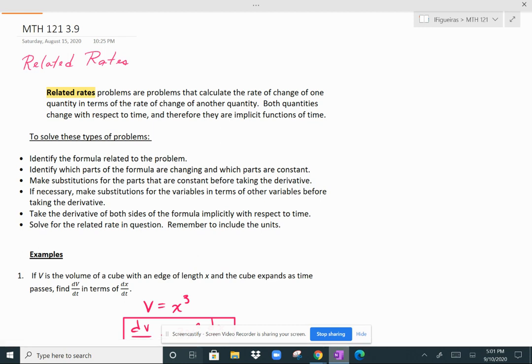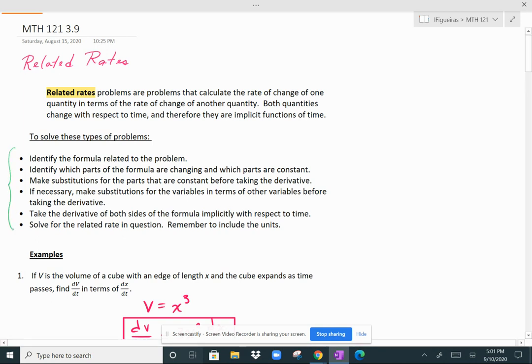Hi, this lesson is about related rates. Related rates are word problems that calculate the rate of change of one quantity in terms of the rate of change of another. Both quantities change. If there's more than one, sometimes there's more than two, one or more of those may be changing with respect to time, and therefore we're using concepts that we use in implicit differentiation in that topic.